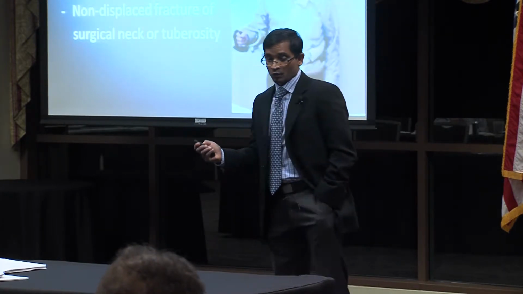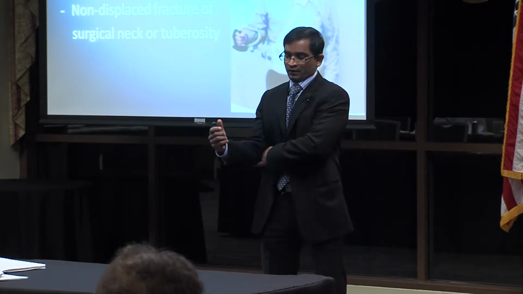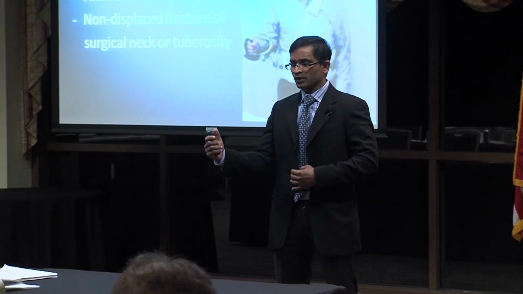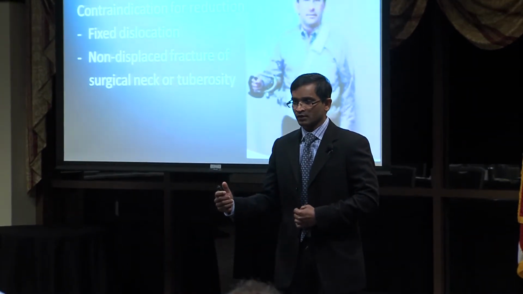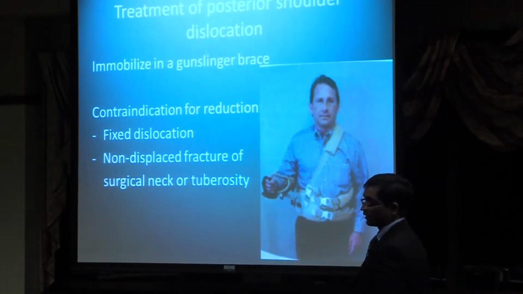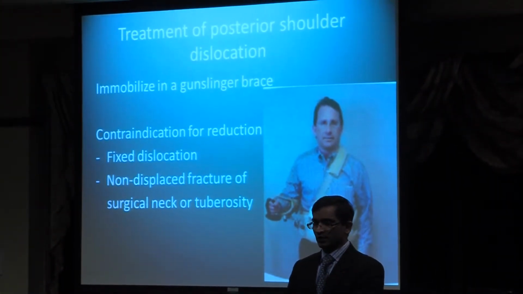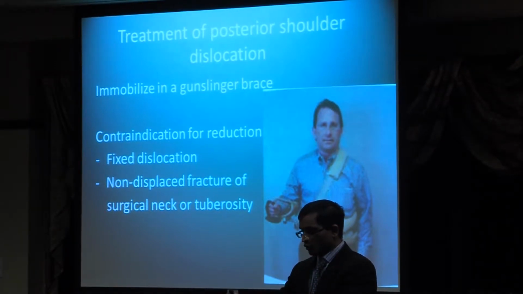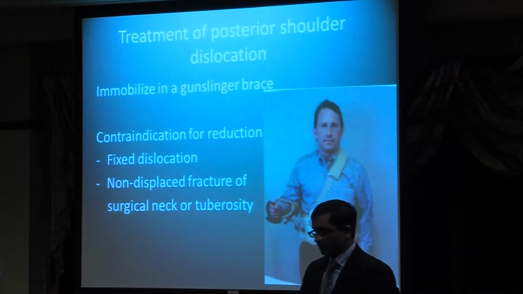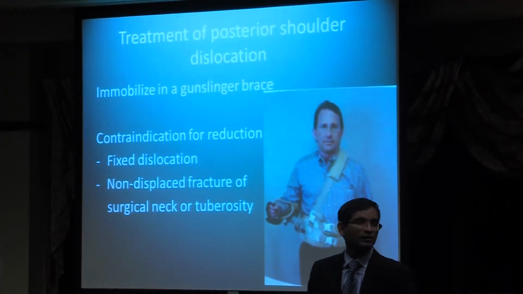And for treatment, once you reduce this joint, the recommendation is to immobilize in about 15 to 20 degrees of external rotation. That can be achieved by this kind of splint, what you call a gunslinger's brace or splint, where there is a post which sits by the side of the body and keeps the arm in about 10 to 15 to 20 degrees of external rotation.